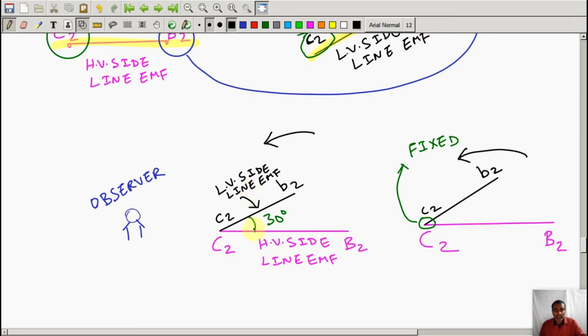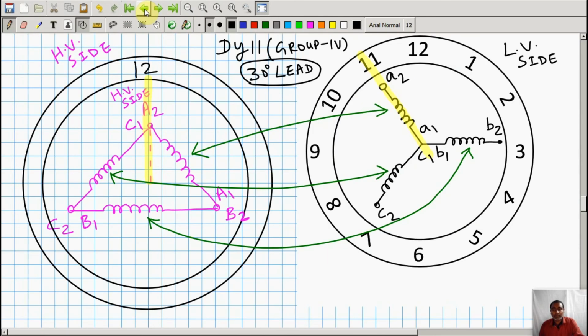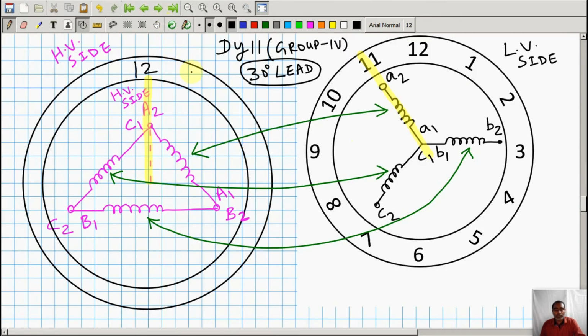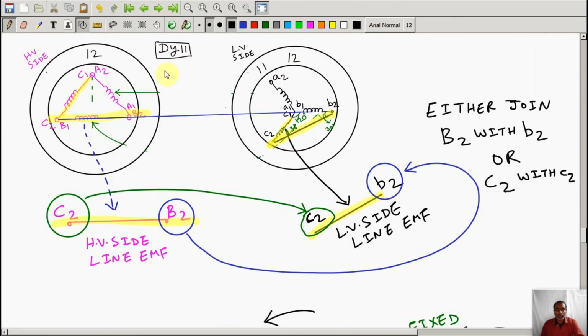That is the reason we say the L.V side line EMF is leading the H.V side by an angle of 30 degrees, which I have suggested in a memory aid way: first 11 o'clock comes and after that 12 o'clock comes. So whoever is pointing towards 11 will be leading, and whoever is pointing towards 12 will be lagging. Okay, so this was the phasor group connections.